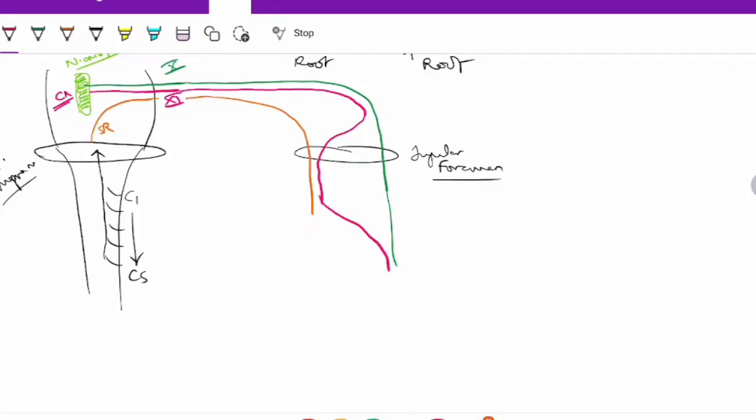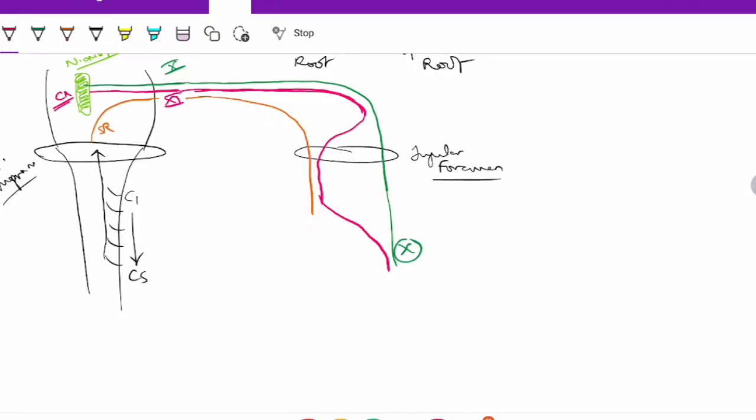So this is the very weird path the cranial root of the accessory nerve follows. The cranial root of the 11th cranial nerve exits the medulla along with the 10th. Before exiting through the jugular, it goes towards the spinal root and accompanies it, and when it comes out, it again joins the 10th cranial nerve.